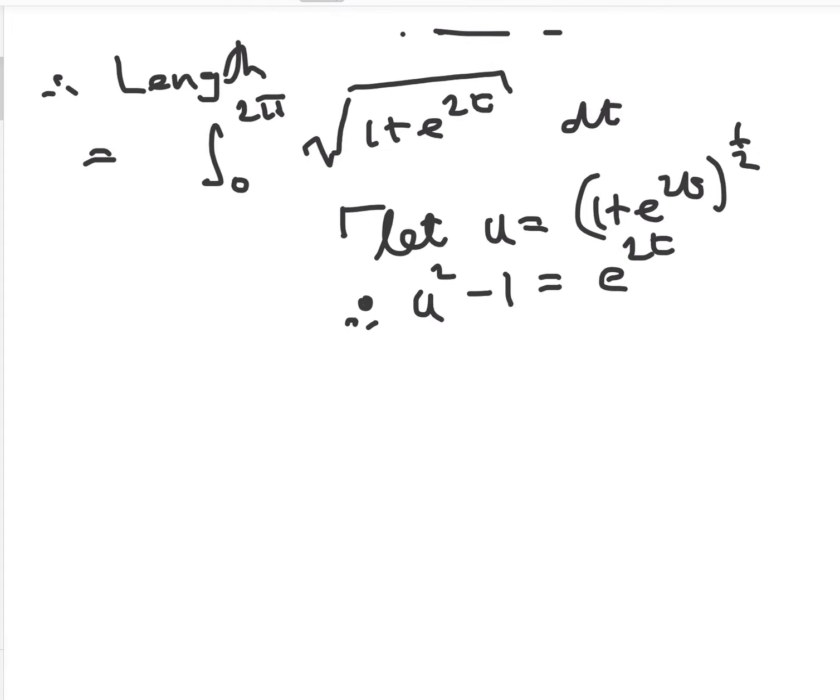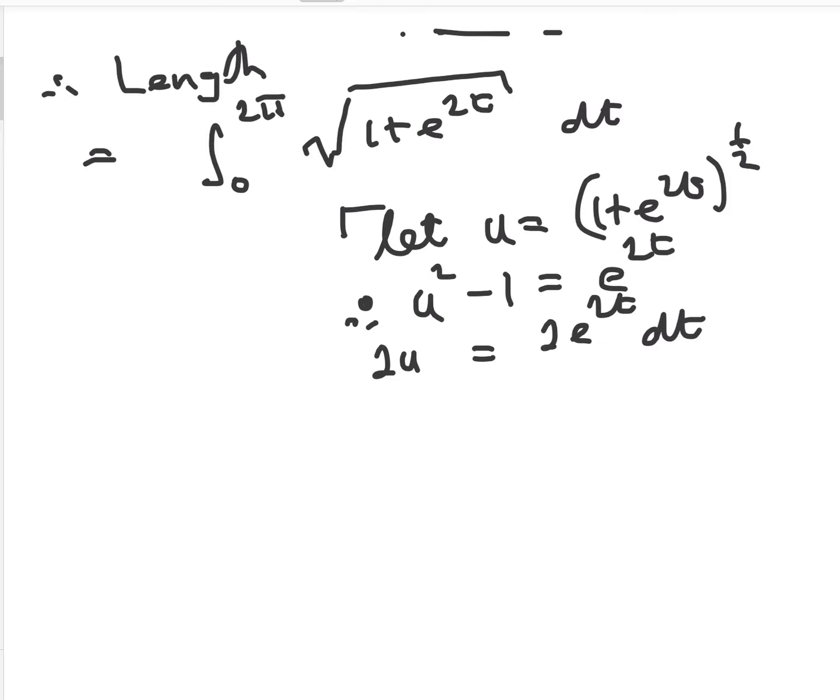Right, using the chain rule, differentiating both sides with respect to t. Differentiate u squared with respect to t, you get 2u du/dt. And the right hand side, you get 2 e to the 2t. And then cross multiply by dt. This is what you get.